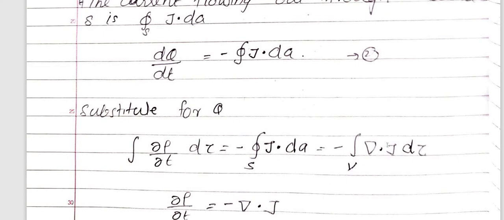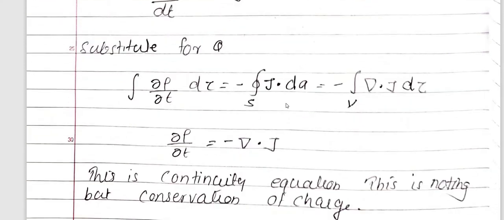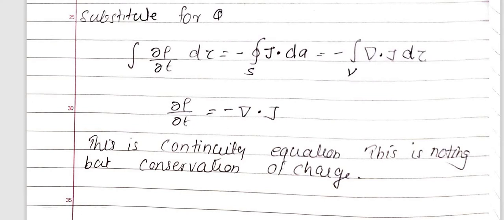Then only we can compare these two terms, because one is in volume integral form and we have to convert the other into volume integral form. So that is equal to minus the integral of del dot j d tau. When we equate these two terms, we get dou rho by dou t equals minus del dot j. This equation is very familiar to us. This is the continuity equation. So this is nothing but the conservation of charge.